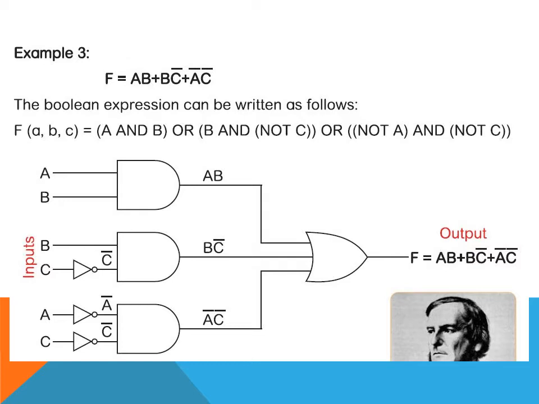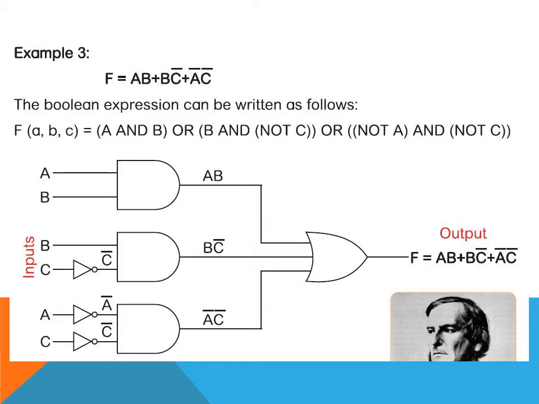Now look at the diagram. When we are going to convert this function into a logic circuit, how will we create the logic circuit? The first part, A, B. So inputs are A and B. The gate will be an AND gate and the output will be AB. Look at the middle part. The inputs are B and C. Then a NOT gate is connected to C and the output is C bar. Now B and C bar are fed into an AND gate and the output will be B C bar.